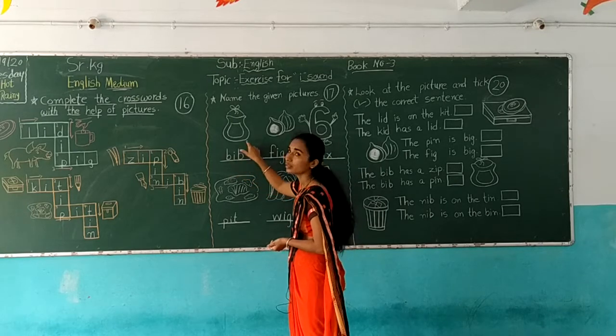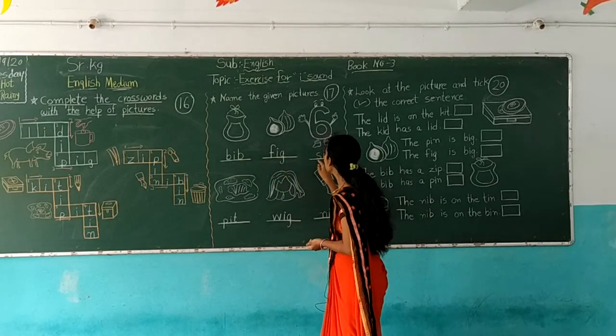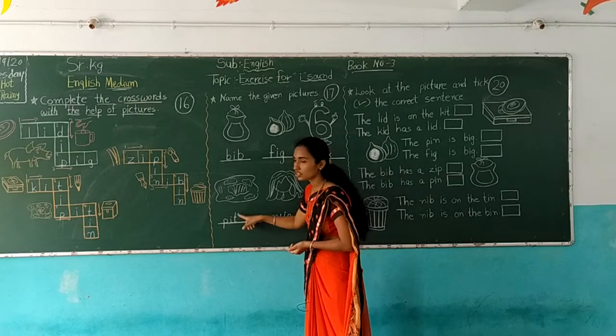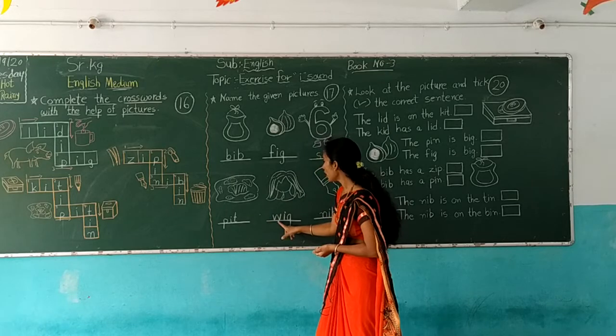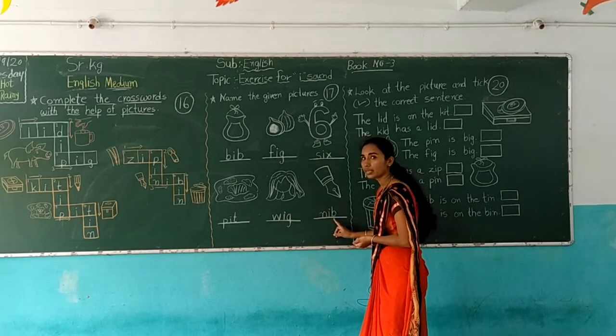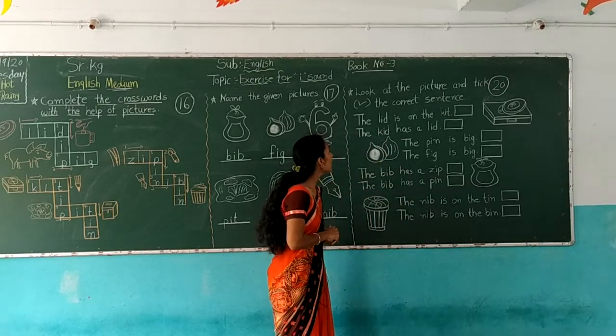Ba, ib, bib. Fa, ig, fig. Sa, ix, six. Pa, it, pit. Wa, ig, wig. And last, na, ib, nib. So, children, our third exercise.